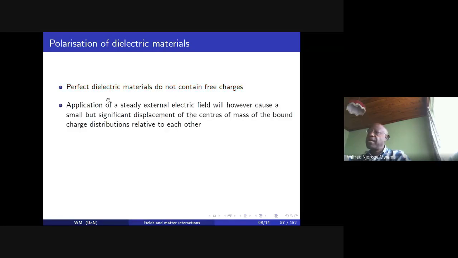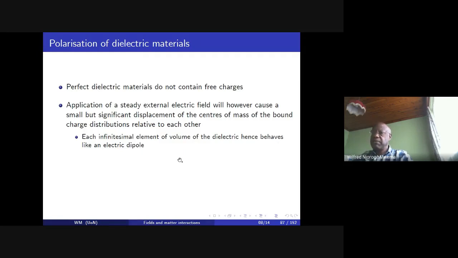So if we were to apply a steady external electric field, we can cause slight but significant displacement in the centers of mass of the bound charge distributions relative to each other. That is, the nuclear positive charge and the electron cloud around a neutral atom or molecule can be displaced and therefore elongated in the direction of the field.